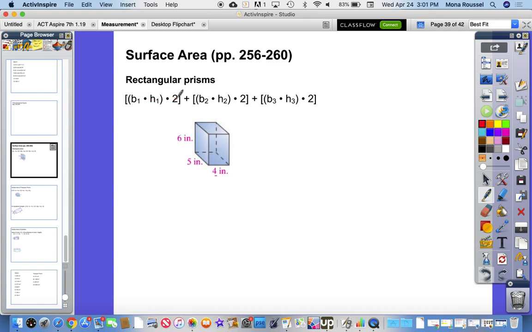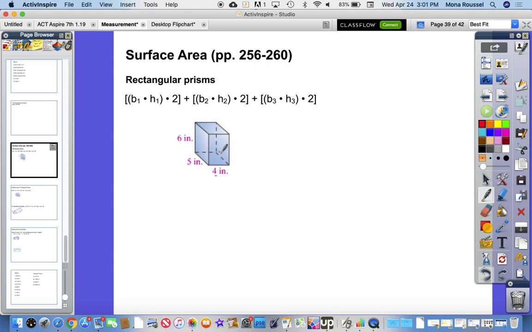So base times height times 2, because there are two identical rectangles that are faces of this rectangular prism. And then the base times height of the second face times 2, since there are two matches. And then base times height of the third rectangle times 2. What we mean by the matches is once we find the area of this rectangle, we know that the one on the opposite side of it is the same. So that's why we're multiplying times 2.